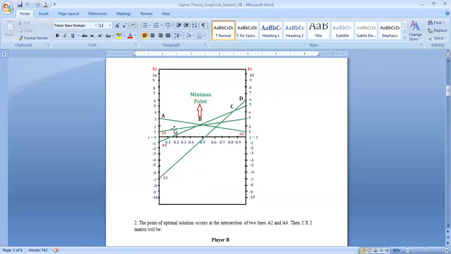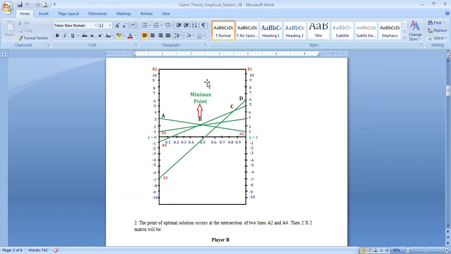So after drawing the lines, you just see here the area below this line is the minimum area, and the area above this portion A, B, C, D, whatever I have written here, is the maximum area. This is the minimum area, this is the maximum area.